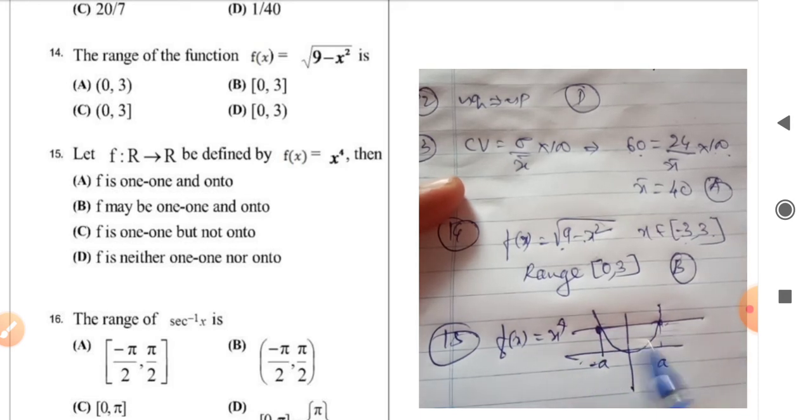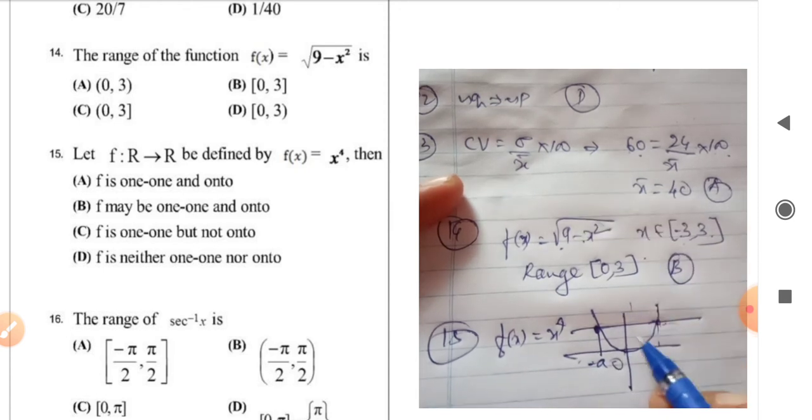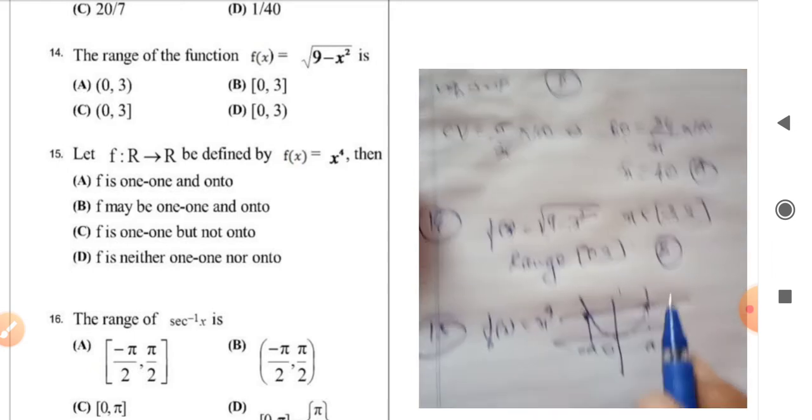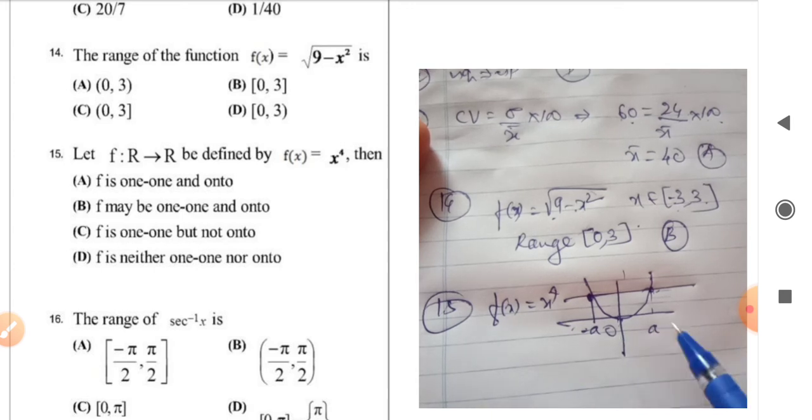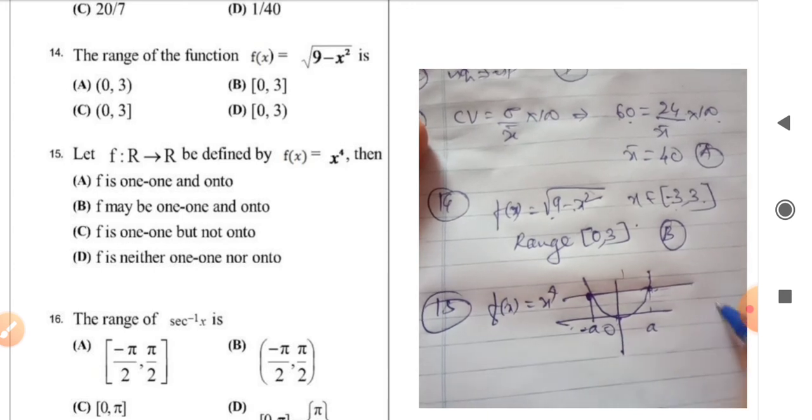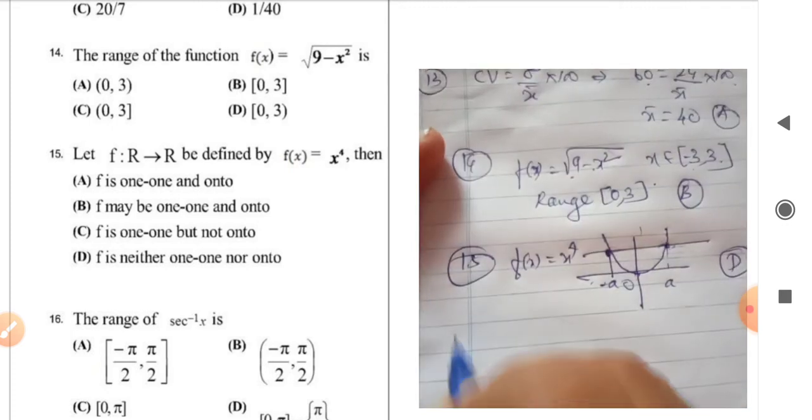And ontoness: when the graph is above the x-axis, you can say that this function cannot take the values below the x-axis. So it cannot be one-one and it cannot be onto. So the D option is right in this question. So I go for the next question.